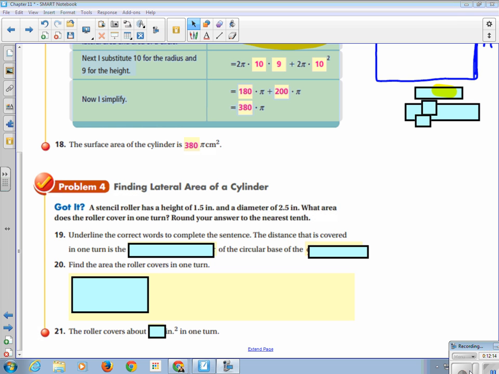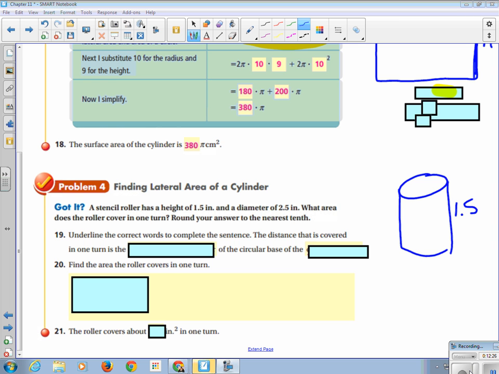All right, a stencil roller has a height of 1.5 inches. So make sure we draw a picture. It's got a height of 1.5 inches and a diameter of 2.5 inches. What area does the roller cover in one turn?